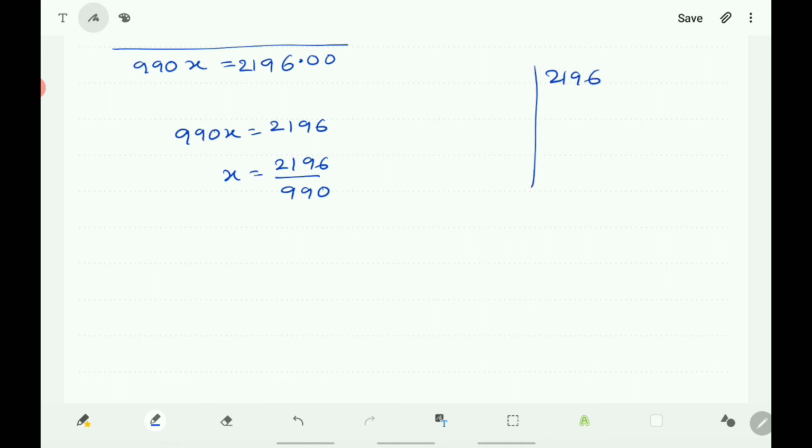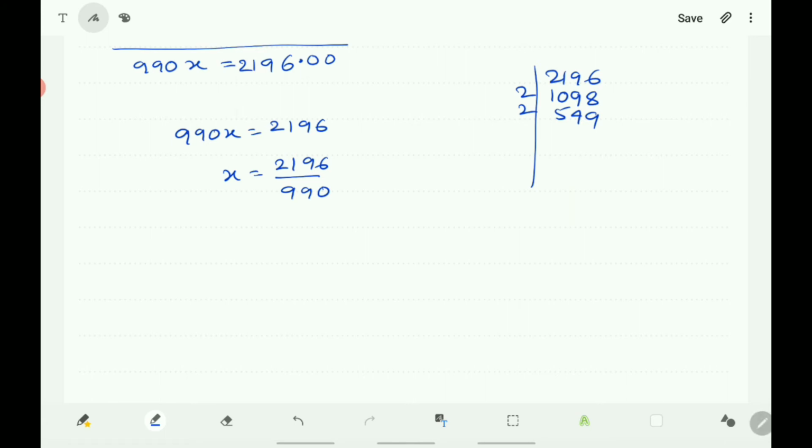2196 is divisible by 2, so 2196 divided by 2 is 1098, and 1098 divided by 2 is 549. You know that 549 is not divisible by 2, so you try to divide it by 3 and find the sum of the digits: 5 plus 4 plus 9 is 18.